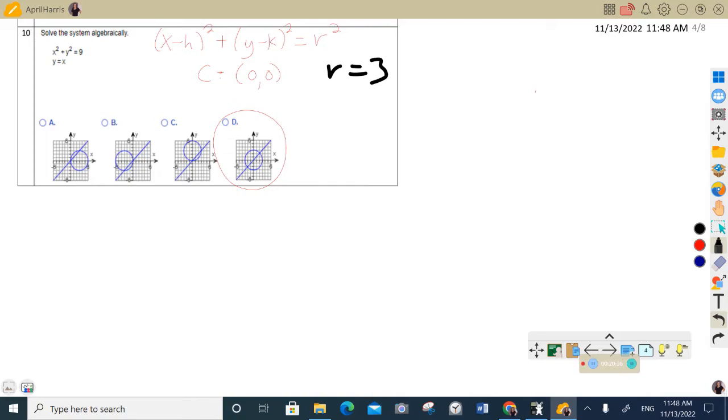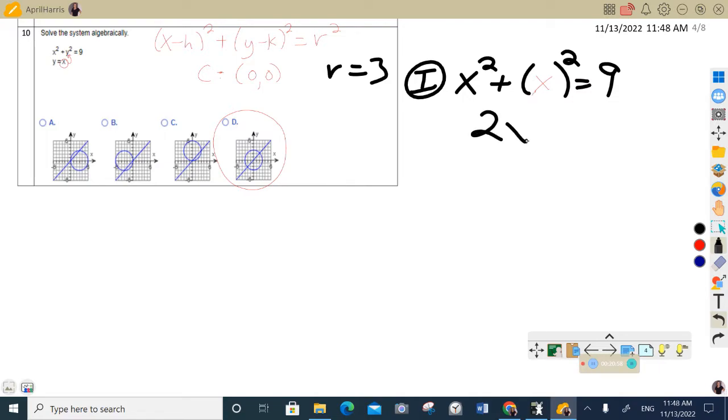Now, it says to solve algebraically, so I'm going to use substitution. If y is equal to x, then I'm going to take the second equation and plug it into the first. So in the first equation, I have x squared plus whatever y is squared equals 9, and y is equal to x. So we have an x squared plus an x squared. That makes 2x squared equals 9. We're going to divide both sides by 2.